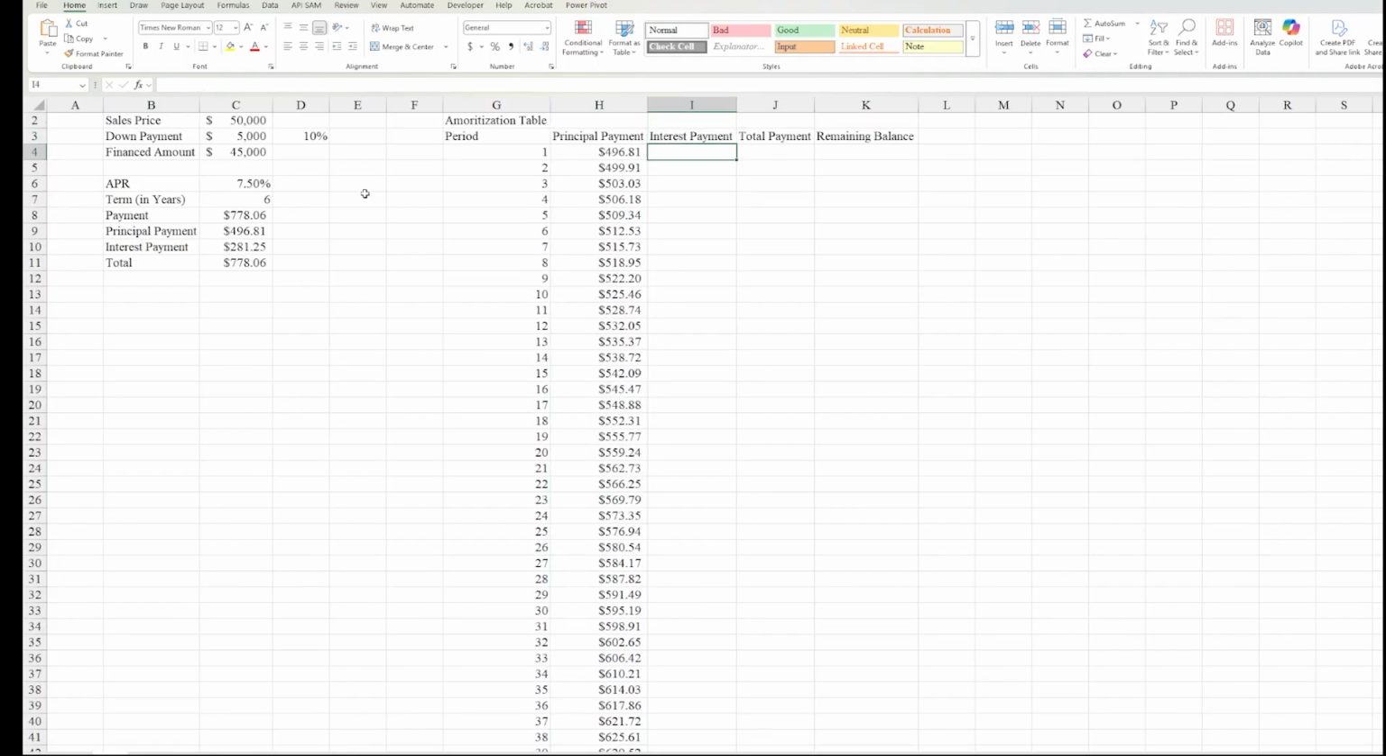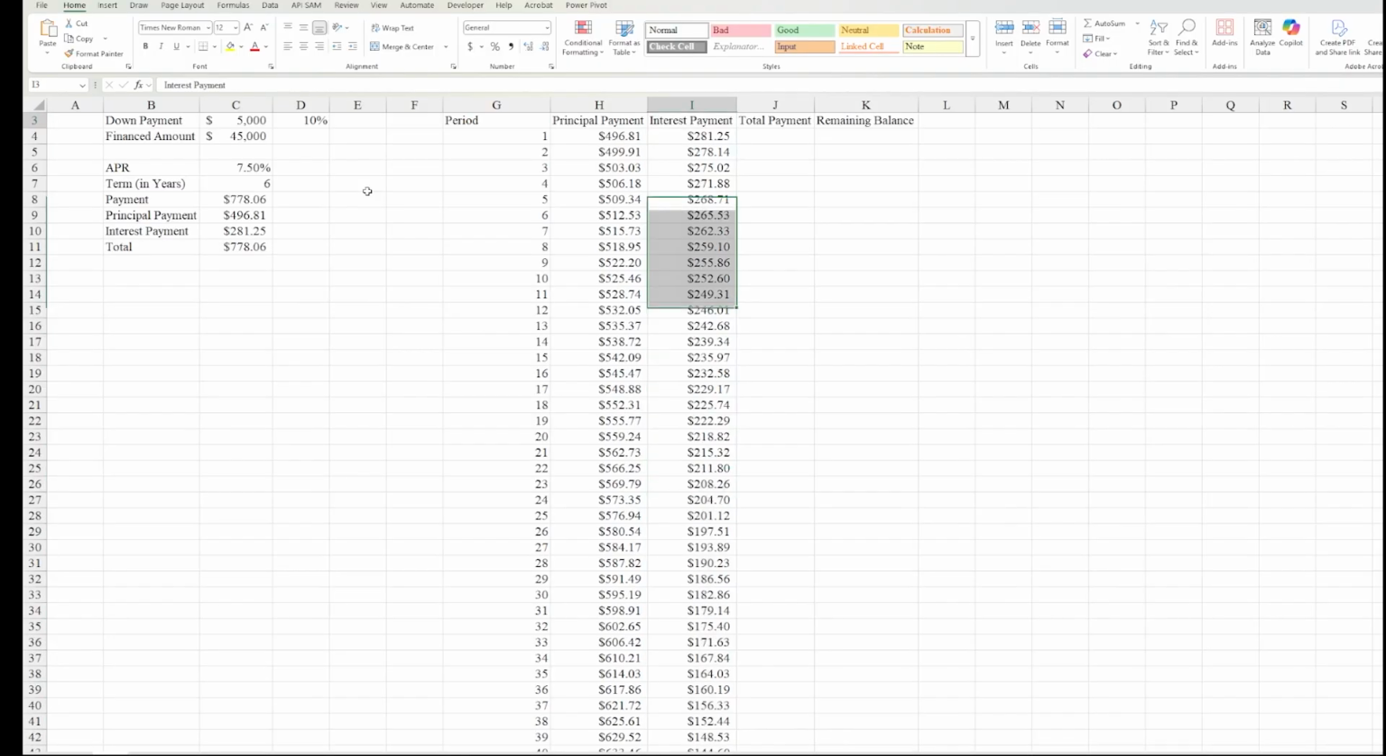All right, now your interest payment is going to be similar, except we're going to use the interest payment formula. So same sort of thing. Rate is going to be the interest rate divided by 12. Oh, sorry, we need to make that a hard reference, a fixed reference. And then the next is going to be period. So you're going to column G over here, and then number of payments is going to be term in years fixed times 12. And then the present value is going to be the financed amount fixed. Close that, and then we should be able to just run that down like that.